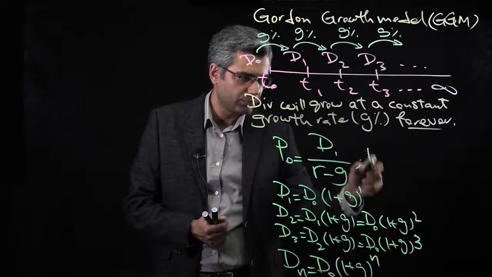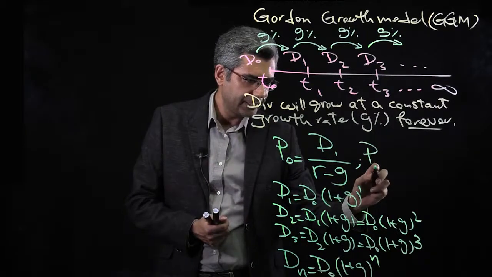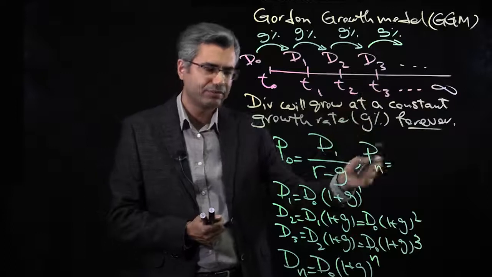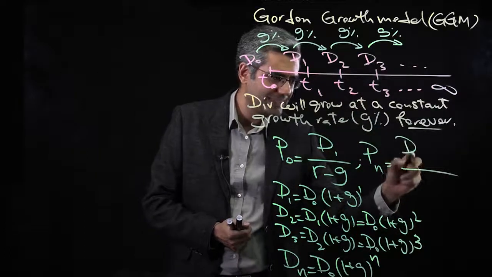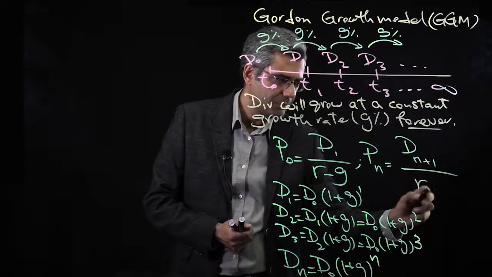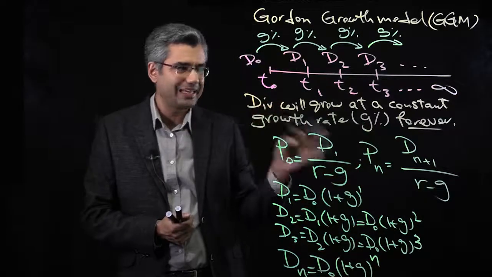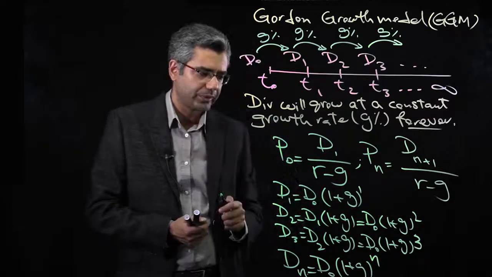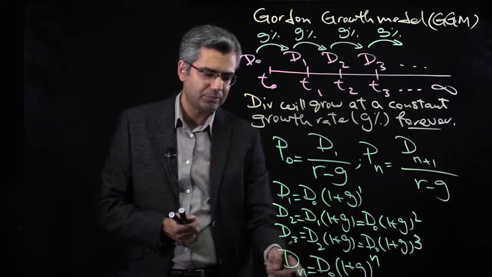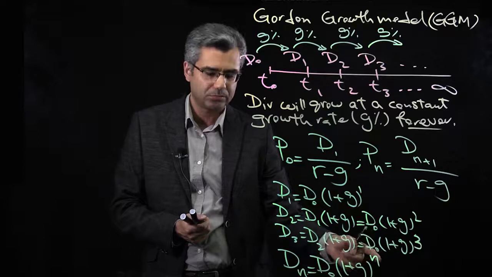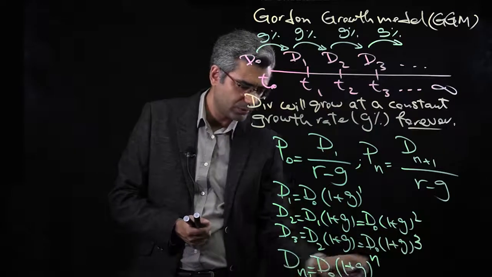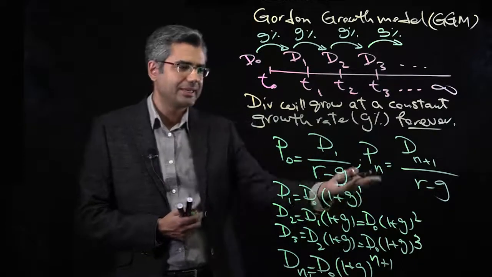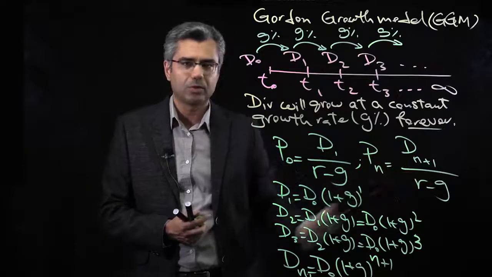You can write the general form of the formula for Pn, meaning price in year n, price in year 2, price in year 10, price in year 15. It's always the next dividend divided by R minus G. So the price at any point in time is the next dividend divided by the interest rate minus the growth rate. And you can compute this Dn plus 1, which is D0 times 1 plus G to the power of n plus 1. So if you want to compute the price in year 10, it's D11 divided by R minus G.